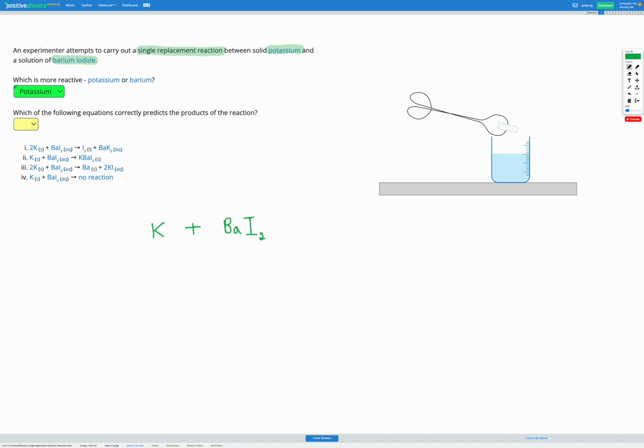So we've decided that potassium is more reactive than barium. So as a result, the potassium is going to want to swap for the barium into the compound that the barium is in. So the potassium is going to want to go in instead of the barium. The barium's going to come out. So we're going to end up with a compound containing potassium and iodine. And we're going to end up with barium on its own. So that's going to match up if we look at our options here. With option 3, we can see we've got barium on its own and potassium iodide as a compound.